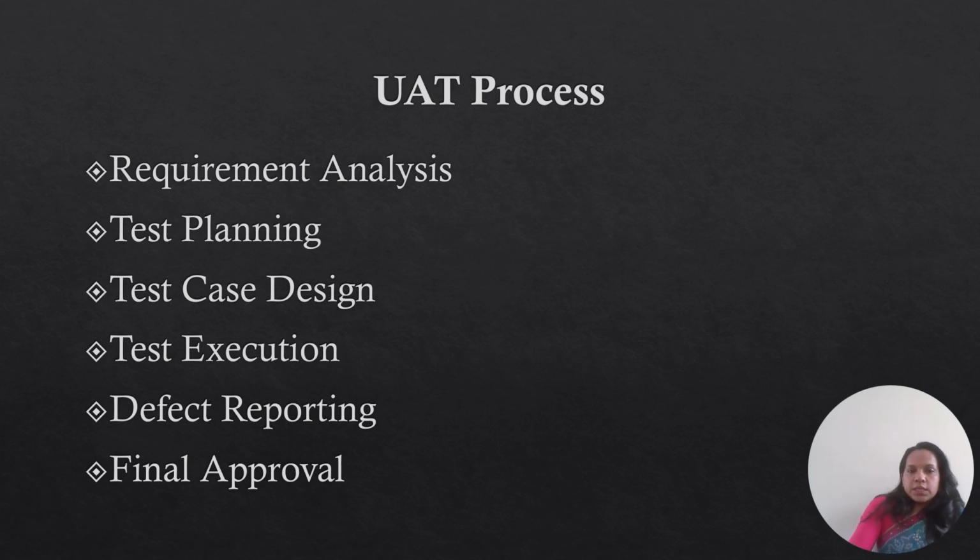Now, the UAT process. It's listed like requirement analysis, test planning, test case design, test execution, defect reporting, and final approval. This is the UAT process. The UAT process starts from analysis. So we said it starts from requirement analysis, then planning, designing, execution, test execution, defect reporting, and final approval. After the users execute the test, they report defects, and finally give approval if everything goes correctly. Okay.